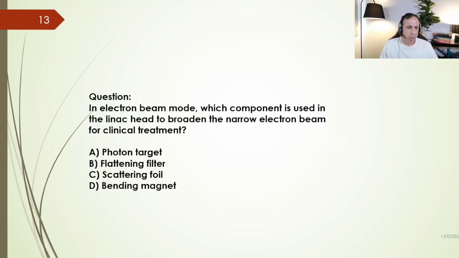The last question is, in electron beam mode, which component is used to broaden the narrow electron beam for clinical treatment? Photon target, flattening filter, scattering foil, bending magnet. So we know that the answer is scattering foil.